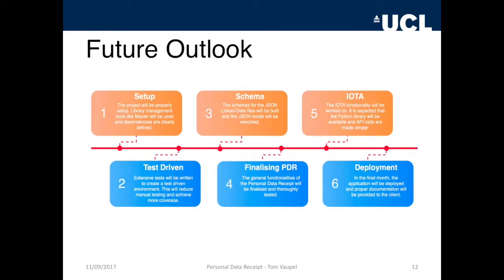With an additional 6 months, the project could be structured in a much more sophisticated way. Using a test-driven development methodology, it can be ensured that the PDR application is flawless at any point in the development cycle. Improvements could be made to the JSON file, such as using the JSON linked data model. It would also provide enough development time in order to fully implement the IOTA functionalities. Finally, the actual PDR application can be deployed on the client side.